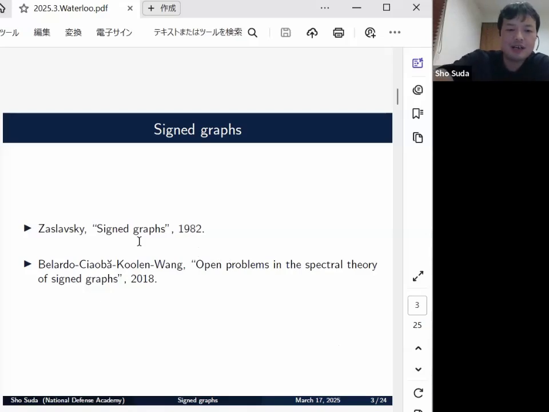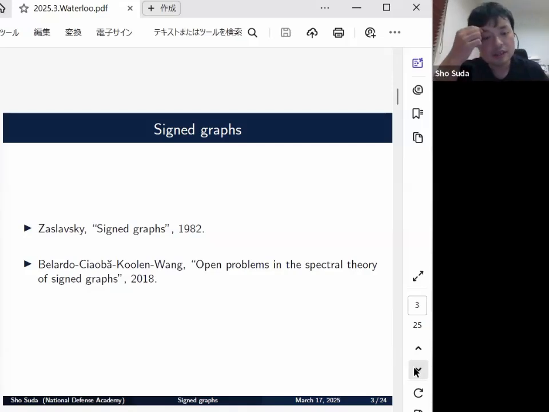The second one is the recent survey by these four big names, Berardo, Shelba, Coren, and Wang. The title of this paper is Open Problems in the Spectral Theory of Signed Graphs, written almost 7 years ago. Many topics about the spectral theory of signed graphs appeared in this survey paper. It is quite a nice survey, so we can get a lot of information from it.